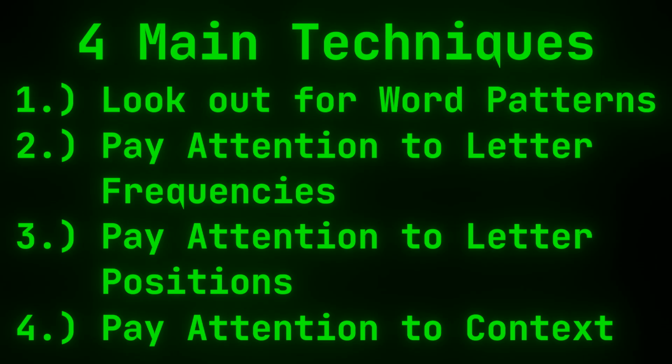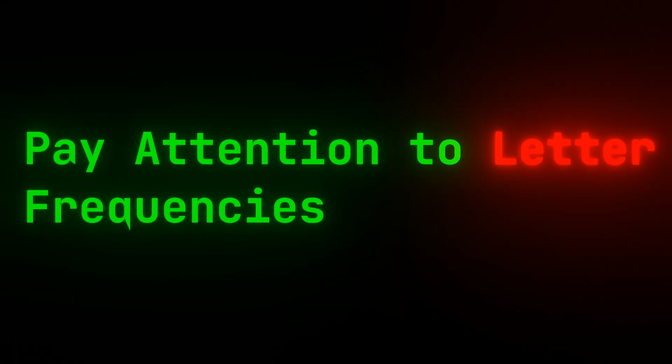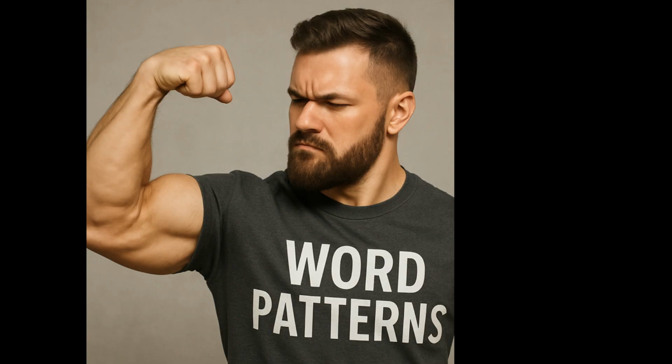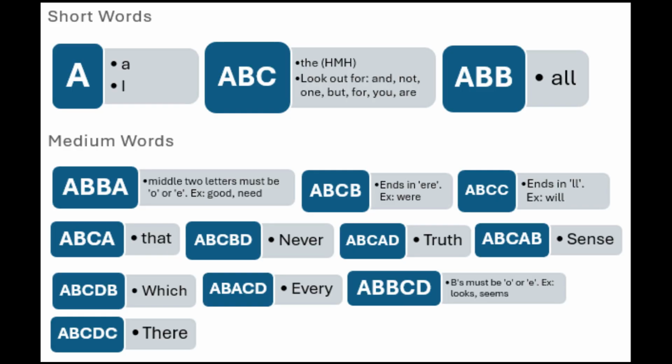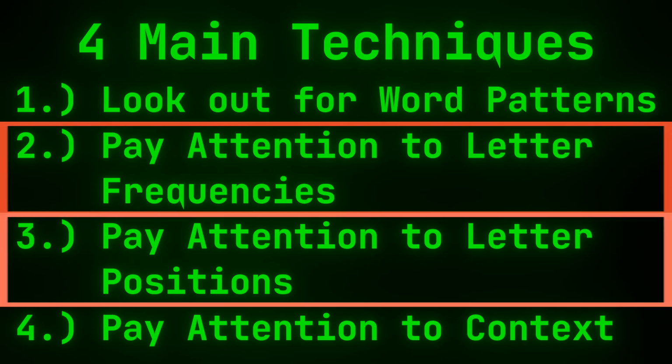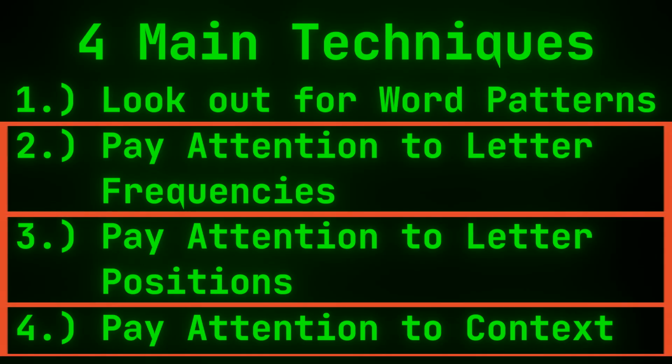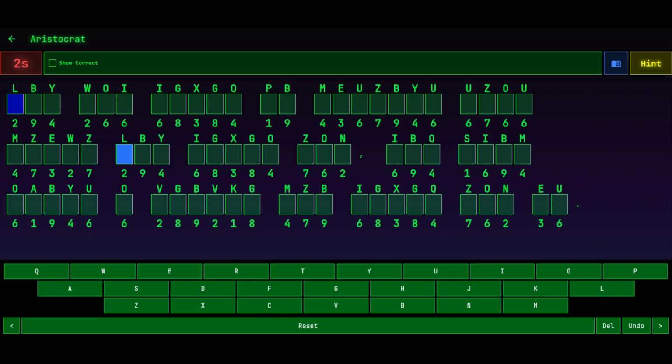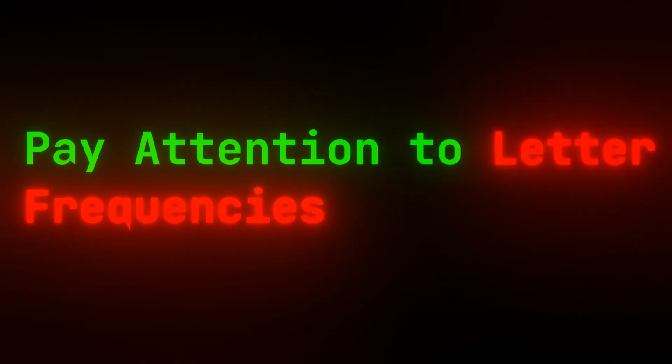Okay, let's move on to the second technique. Pay attention to letter frequencies. While word patterns are incredibly powerful, they do have drawbacks. Going back to that list of word patterns I showed you, the chance of any one of these being correct is only like 70%. The final 3 techniques offer a way to confirm which word pattern is truly the correct one by using the surrounding context of the puzzle. Letter frequencies are probably the easiest to use, so we'll start with that.